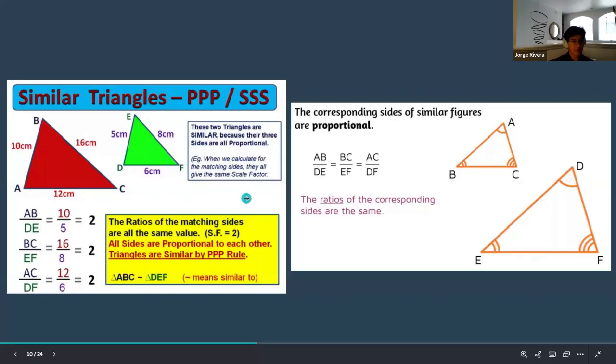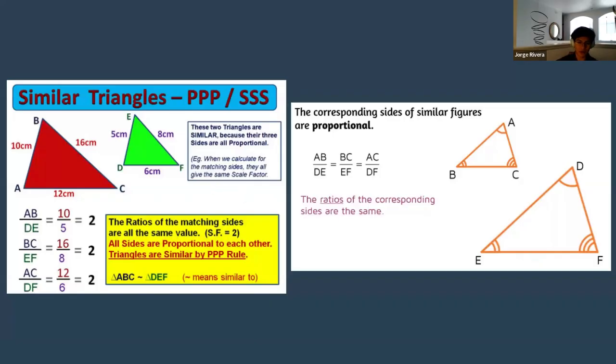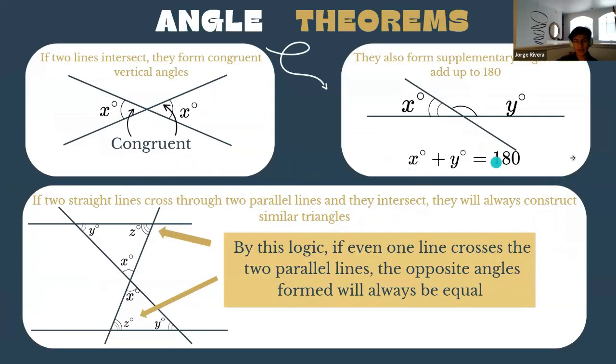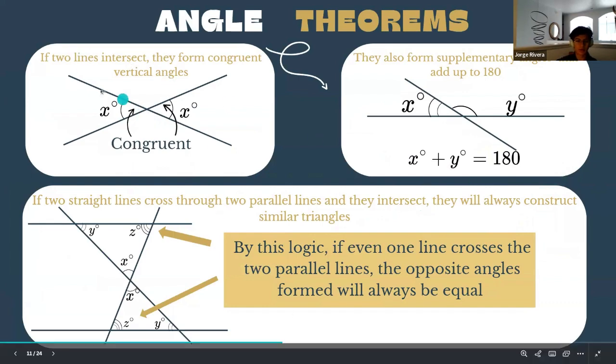Something that we need to understand here is that we have similar triangles. I'm not going to really dig too deep into this. I'm going to release this into the curriculum. But what we just need to know is that the corresponding sides of similar figures are proportional. So for example, if I say that this triangle is similar to this triangle, that means all the sides are going to be proportional. The ratios of the corresponding sides are the same. We're going to get into that a little later. But first, let's keep on going.